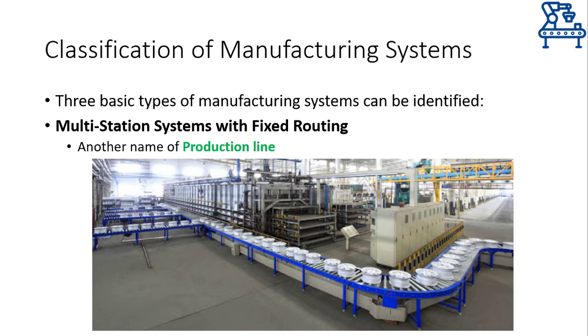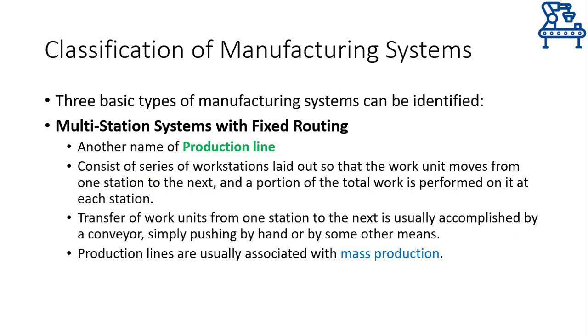Moving on to the next form of manufacturing system, it consists of multi-station systems with fixed routing. In easy words, this is what is called a production line. As the name suggests, the work unit enters the system from one side and sequentially visits each workstation where a portion of work is done on it. By the time the work unit exits the last workstation, the process on it has been completed and it has been converted into a final product. Normally, the work unit is transferred from one workstation to the other either through a conveyor or sometimes by a push of a hand only.